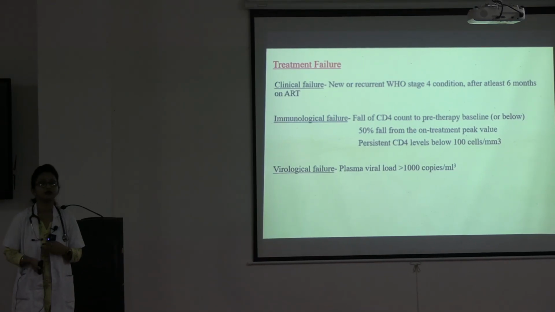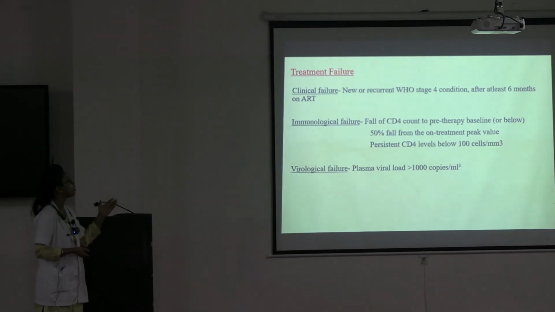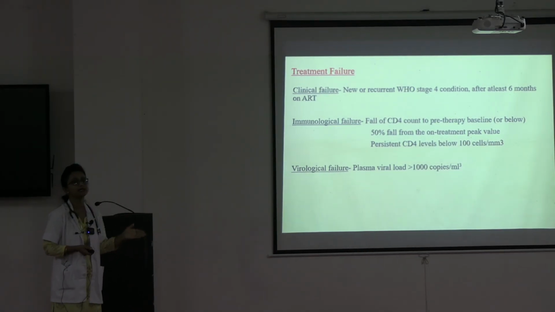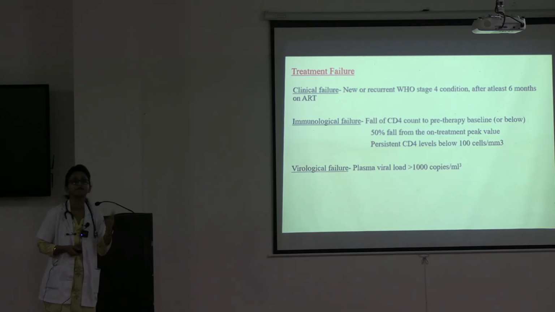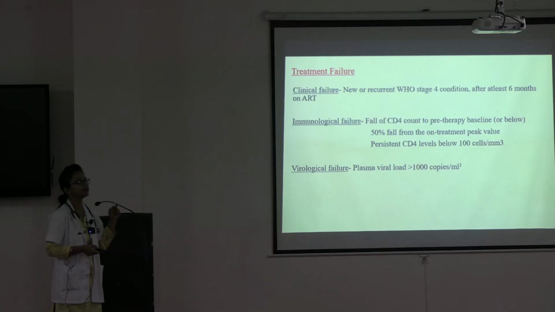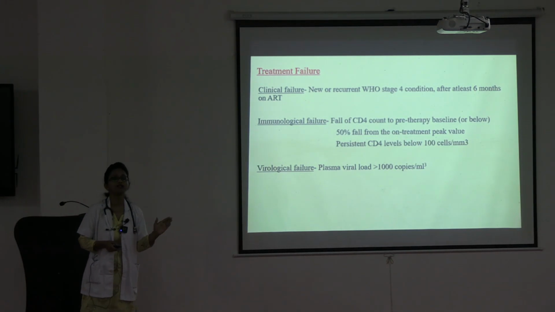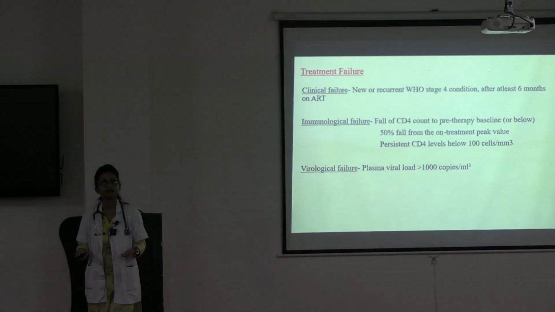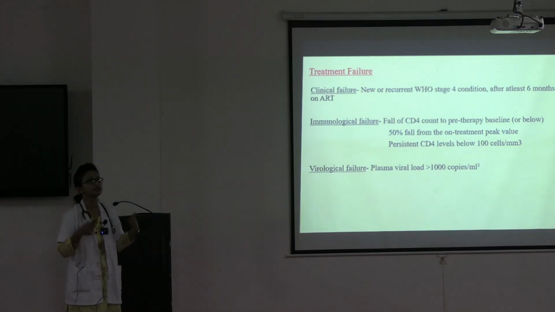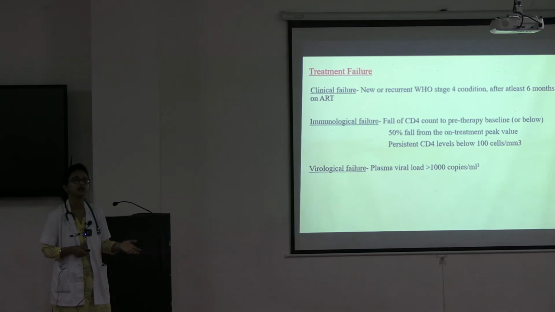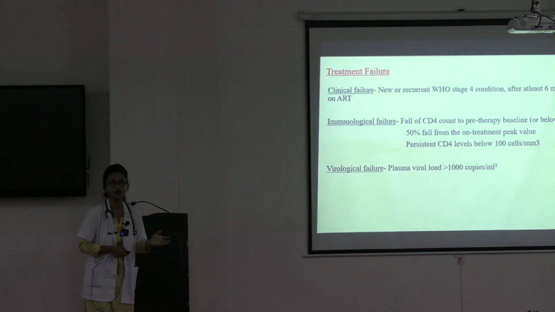Second is the immunological failure. Immunological failure means the fall of CD4 count to pre-therapy baseline value. I have already told you the CD4 count is done at the baseline, then it is done repeatedly at 6-month interval. So, if the CD4 count falls to the pre-therapy baseline value, then it is considered a failure. Or if there is a 50% fall from the on-treatment peak value. Or if the persistent CD4 count is less than 100. You are giving ART, the patient is taking, but still the CD4 count is not more than 100, then you can consider it as a treatment failure.